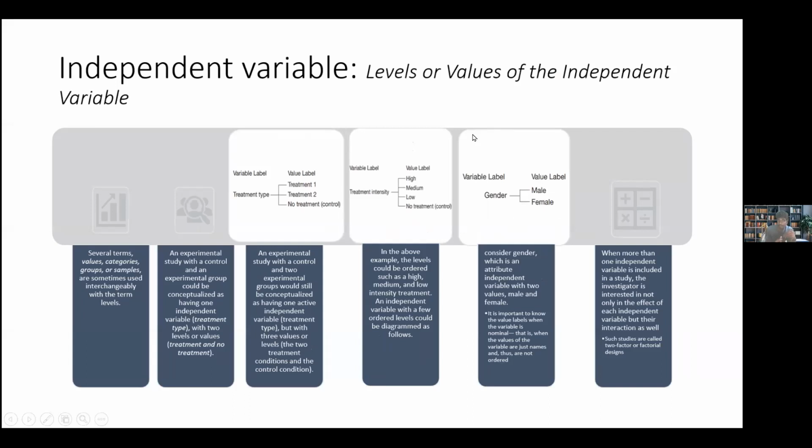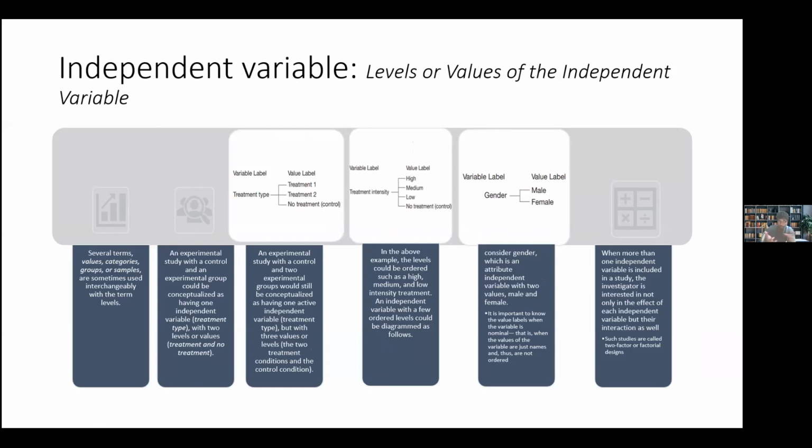We also have levels of the independent variable. Levels are the ranges or the different settings an independent variable can take. That is what we call levels of an independent variable. We have several terms like values and categories that indicate levels of a particular variable.